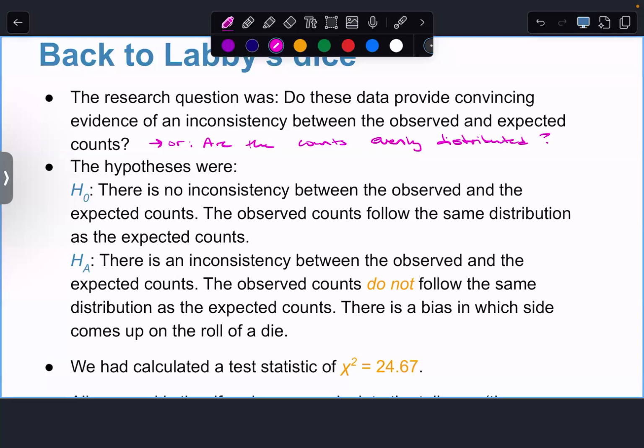So if I have 6 counts, I would expect each of them to happen 1/6 of the time, right? Depending on how many times I rolled, that's my expected value. So our null hypothesis is that there's no inconsistency between the observed and the expected counts, or, the one I prefer, the observed counts follow the same distribution as the expected counts, or an even distribution.